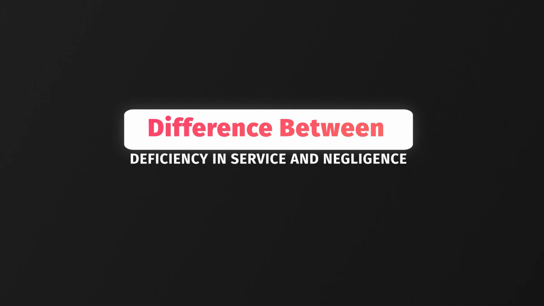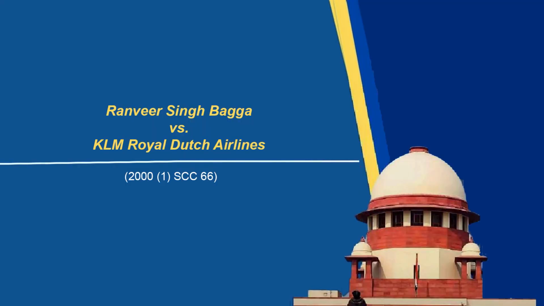Now, let us look at the difference between deficiency in service and negligence. The Supreme Court in Ranbir Singh Bagga versus KLM Royal Dutch Airlines decided in the year 2000 explained the distinction between a deficiency in service and negligence as under. The deficiency in service cannot be alleged without attributing fault, imperfection, shortcoming or inadequacy in the quality, nature and manner of performance which is required to be performed by a person in pursuance of a contract or otherwise in relation to any service. The burden of proving the deficiency in service is upon the person who alleges it.